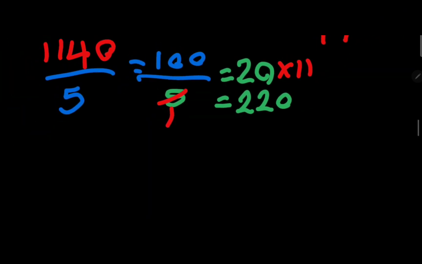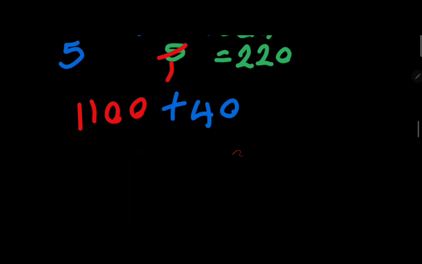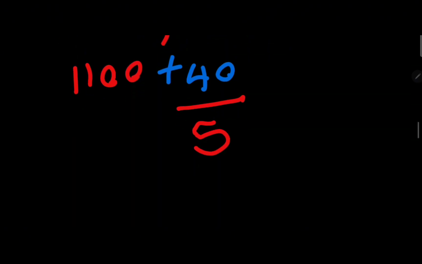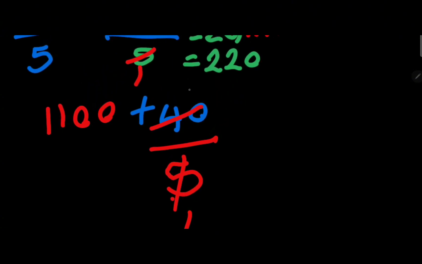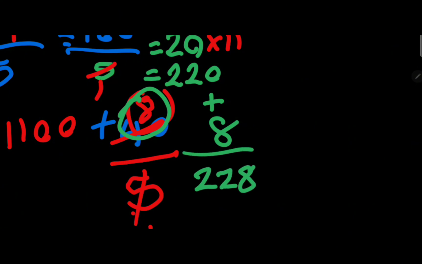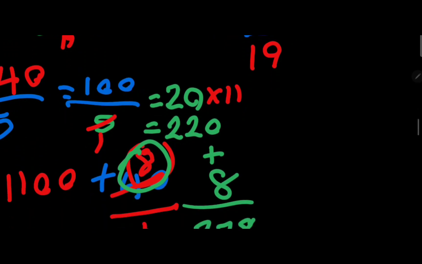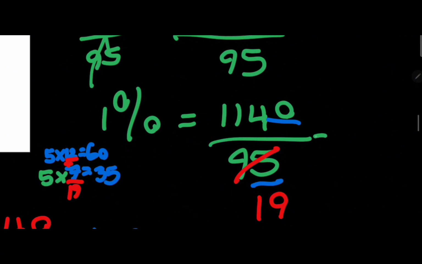So if you're following, we just got rid of this part here, the 1100 part. So all that's left is the 14. See, how many times can 5 go into 40? Well, we know 5 can go into 40 eight times. So there we have it. So 220 plus 8 is 228. So 5 can go into 1140 228 times.